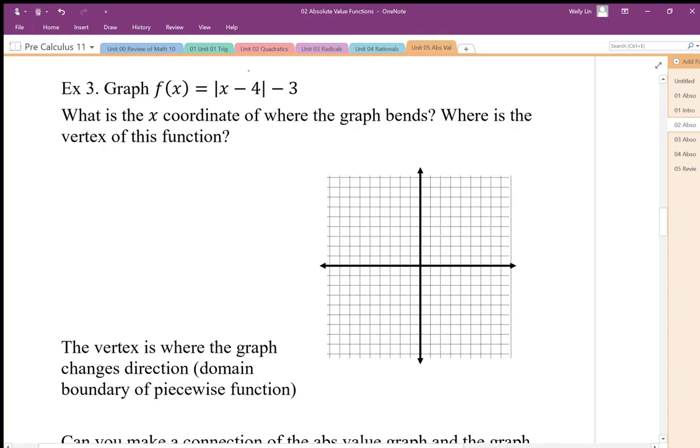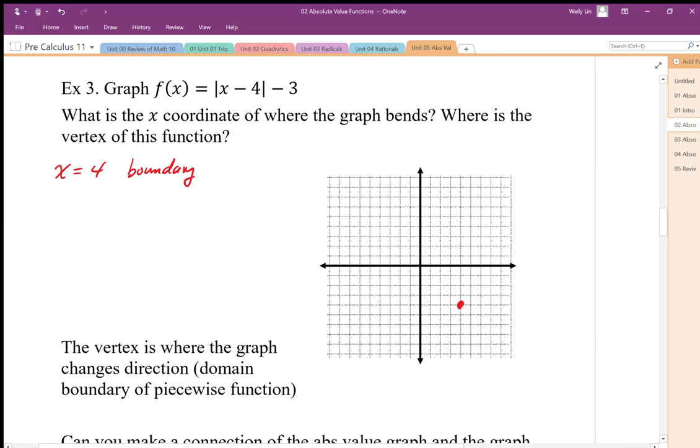Again, we have to keep in mind that there's a boundary here at x equals 4, and something is going to bend the graph at x equals 4. So let's take a look at that. What's the coordinate where the graph bends? The graph bends at x equals 4. This is my boundary. That's where the graph is going to bend. And when I graph at x equals 4, y will equal negative 3. So at (4, negative 3), there is my bend point.